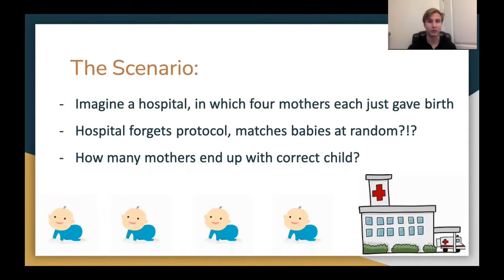Okay, so here is the scenario. Imagine a hospital in which four mothers each just gave birth. But instead of the hospital being able to correctly match each baby to the correct mother, they completely forget protocol. The babies all get mixed up and they end up having to deliver the babies to the mothers at random. Even though this is a complete hypothetical, it's just to get the point across. And so the question that is asked is, how many mothers end up with the correct child? Maybe that's zero, maybe they get lucky in all four correct matches, maybe it's in between. We don't know that yet, but we are going to look at the probabilities for this question.